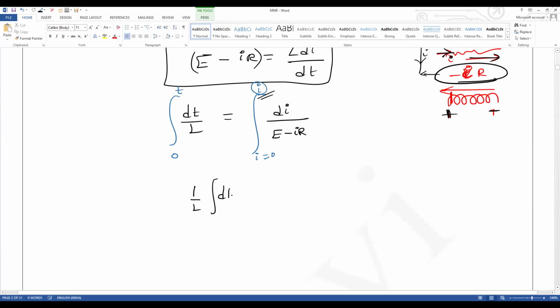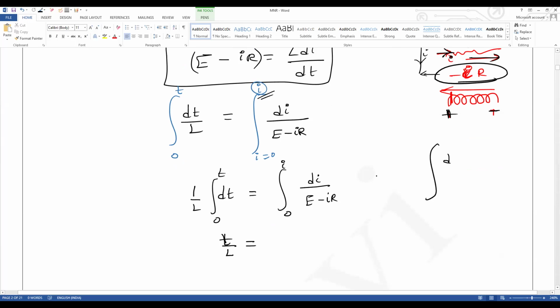So integral dt. What is the integral dt formula? Integration of dx is x. So integration of dt is t. So it will become t by L. Will you all agree with me? I want an answer. Yes or no?